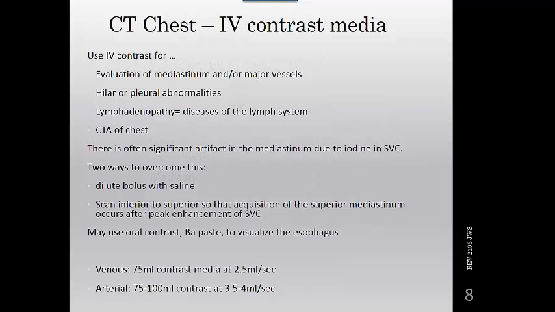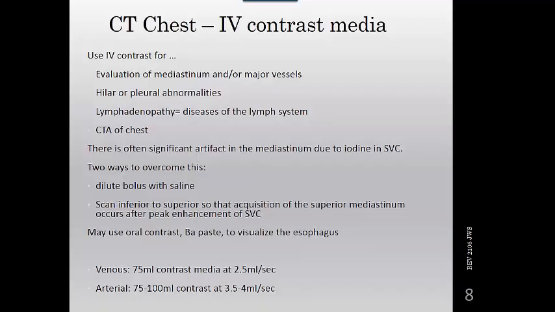So as I said before, the use of IV contrast is not necessary for viewing lung parenchyma for interstitial disease. However, IV contrast does have its usefulness for CT thorax, and it's used for evaluation of the mediastinum and/or major vessels, evaluation of hilar or pleural abnormalities, and evaluation of lymphadenopathy, which is a disease of the lymph system, which can be manifested in the numerous lymph nodes and lymph system that flows through the thorax.